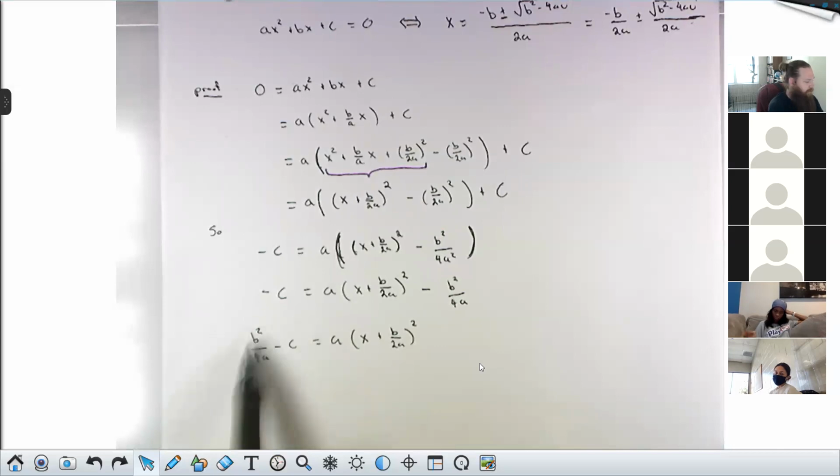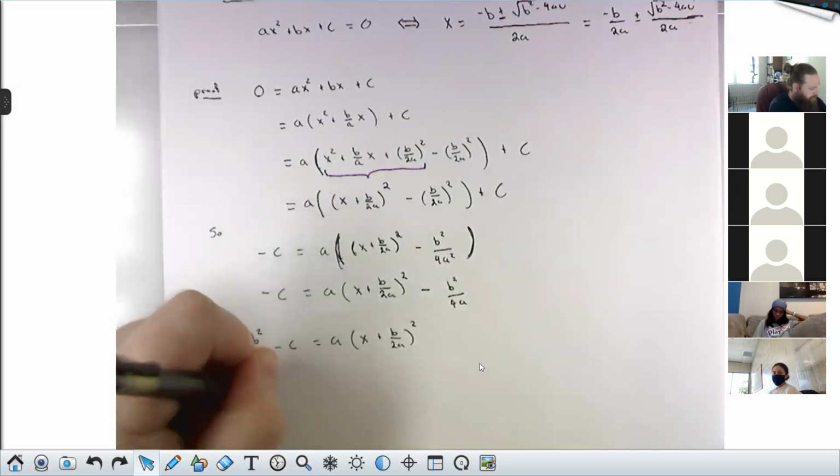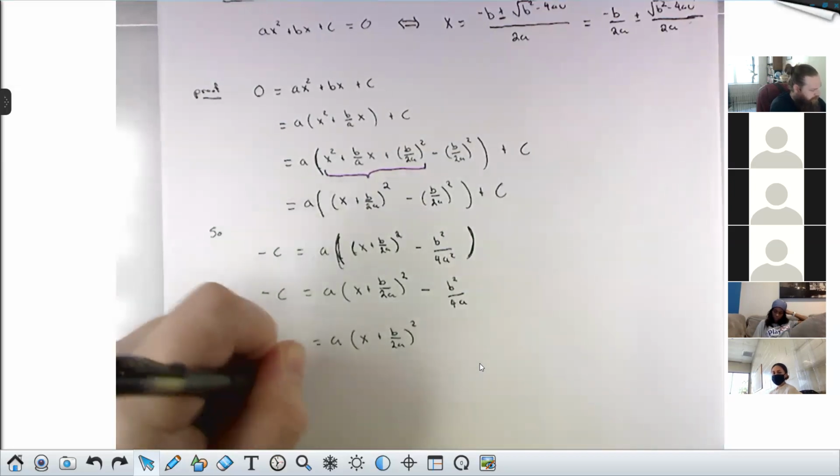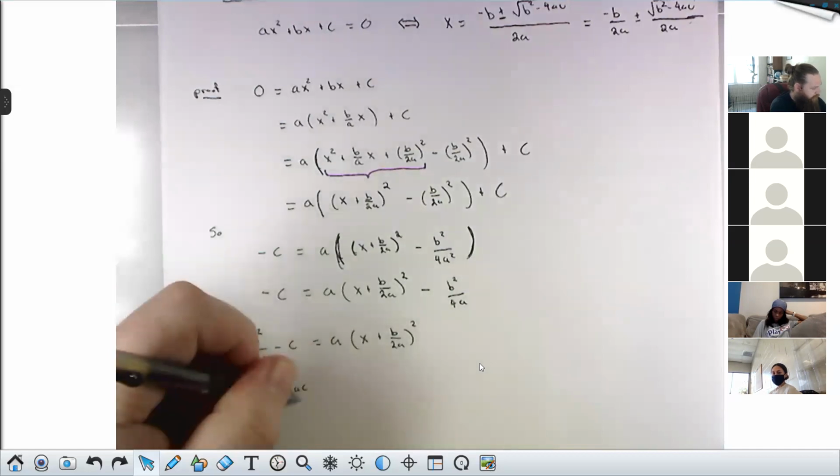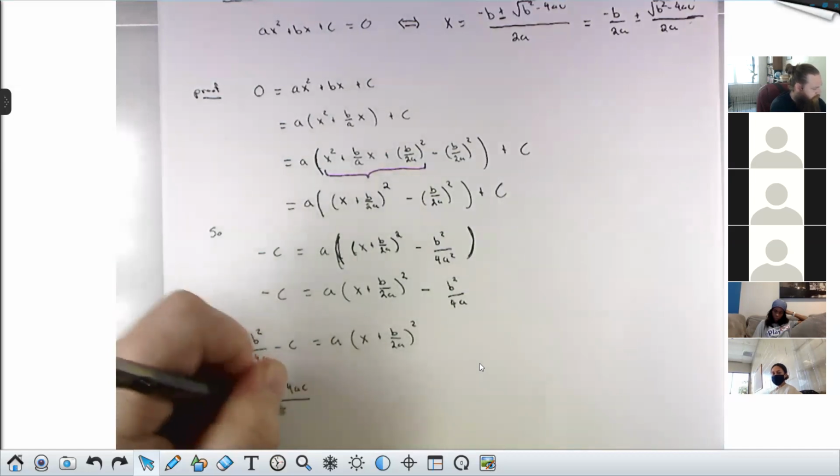I'll combine like terms over here. So to do that, I need to have a common denominator, right? This is c over 1. This is b squared over 4a. So I multiply this by 4a over 4a, and I get b squared minus 4ac all over 4a.